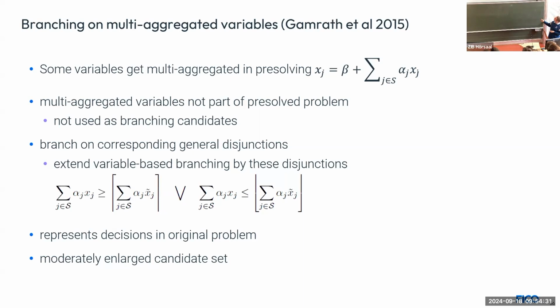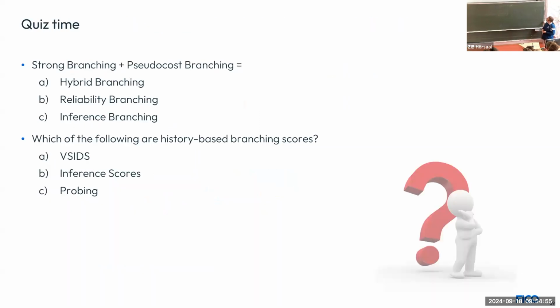So when you branch on multi-aggregated variables, you would, in a sense, pretend that you still had knowledge of that variable and use that form here as a branching candidate, as a general disjunction. And that would, in that sense, then represent decisions that you took in the original problem. Okay.